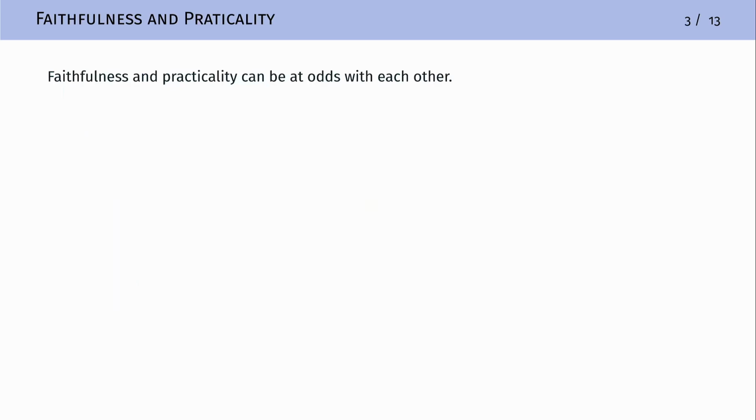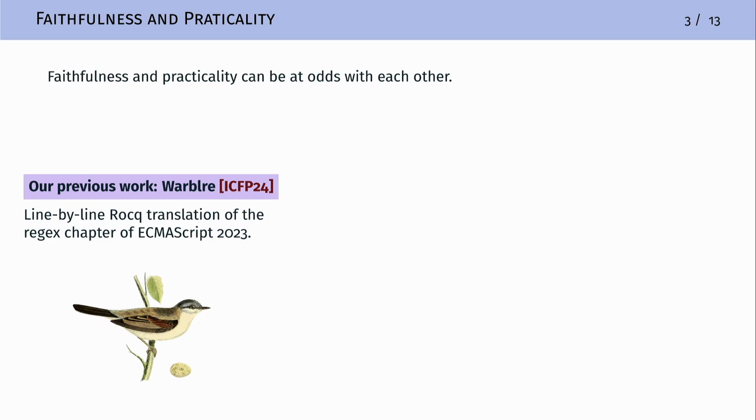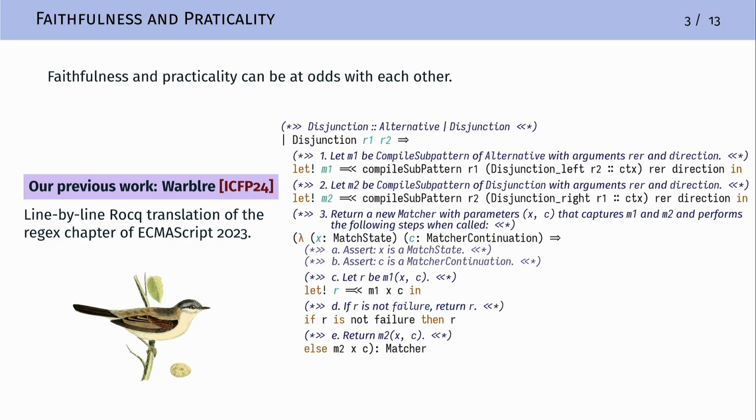Now, those two qualities, faithfulness and practicality for formal verification, can sometimes be at odds with each other when designing formal semantics. And we can even see that in related work about JavaScript regex semantics. In fact, there have been multiple attempts. One of them is actually our previous work in collaboration with Noé de Santo. And this was called Warbler. In that project, what we did is a line-by-line translation of the big regex chapter that I was showing you before. And so we have thousands and thousands of Rocq lines where for each pseudocode line of the standard, we wrote an equivalent Rocq line.